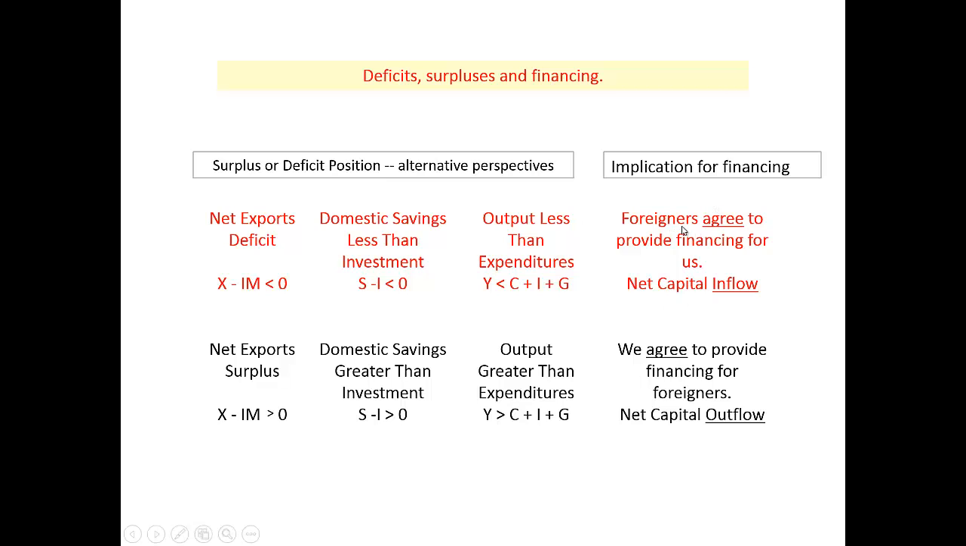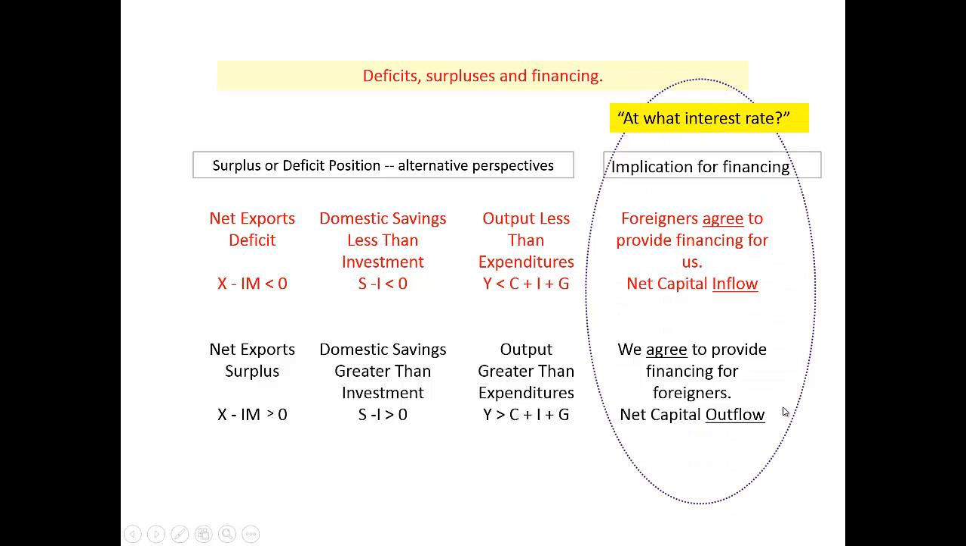So let's think of this deficit case, because we're going to be focusing on that. Any way we slice this deficit, foreigners will have to agree to provide financing for us. We're thinking of this country as a willing borrower, and foreigners as willing lenders. We also call this a net capital inflow. In the other direction, if we're a surplus country, that means that we are providing financing for foreigners, and we call that a net capital outflow. We've agreed to provide financing.